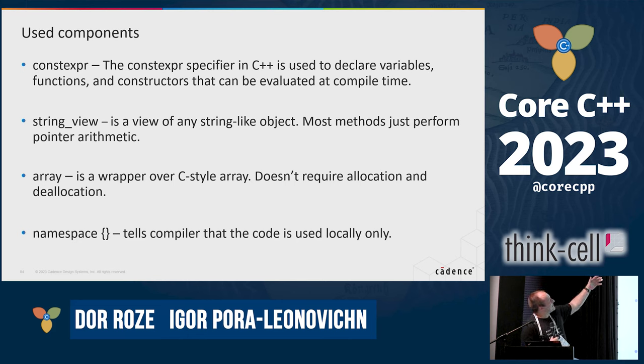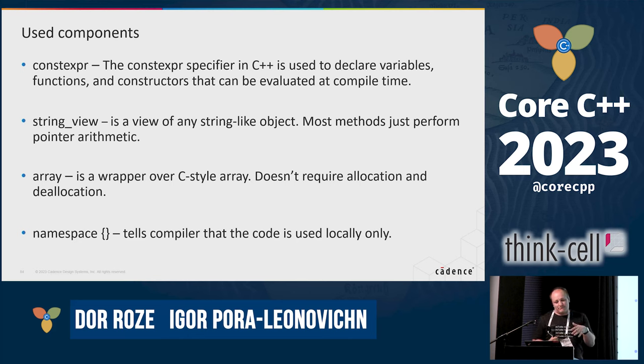So constexpr is a specifier in C++. It declares that methods or variables can be computed during compile time. It doesn't force the compiler to do computation during compile time, but it's something like inline. It's a hint to the compiler to do the computation if it can. It will try harder than if we don't use constexpr.